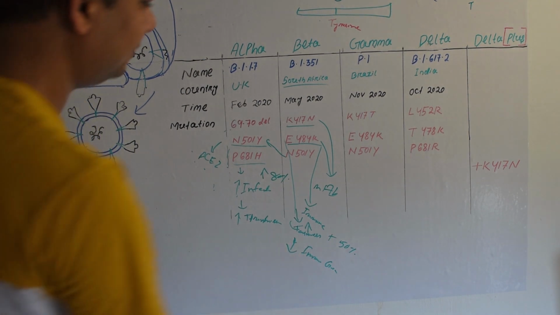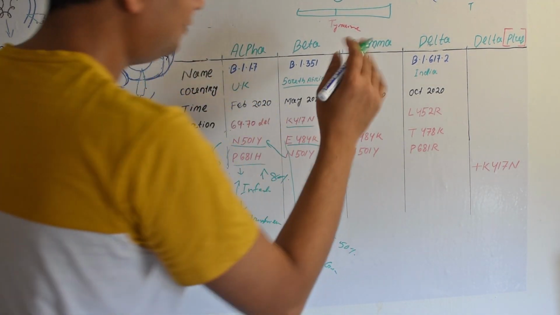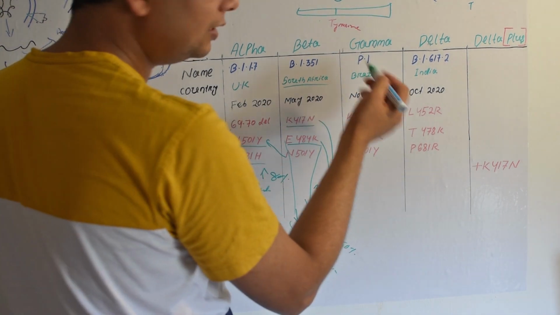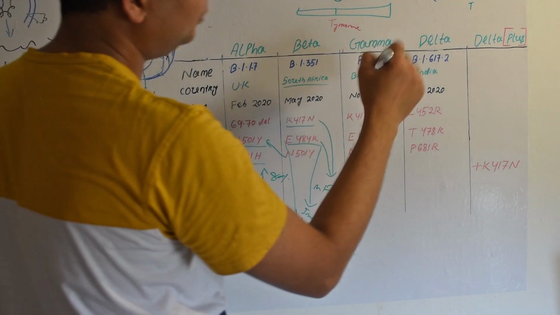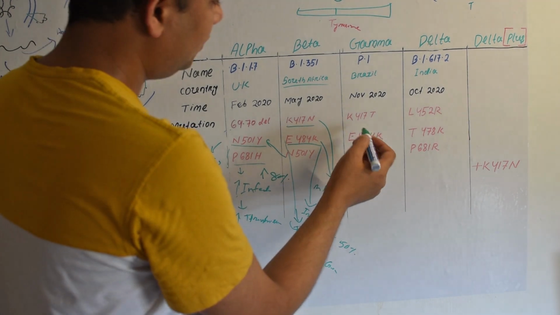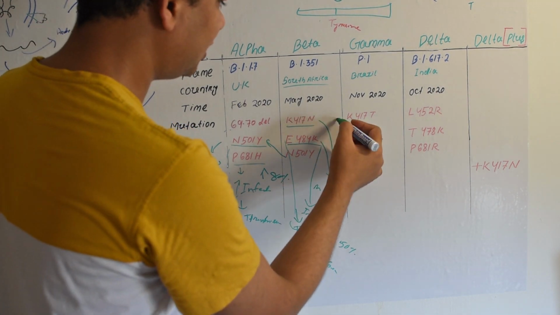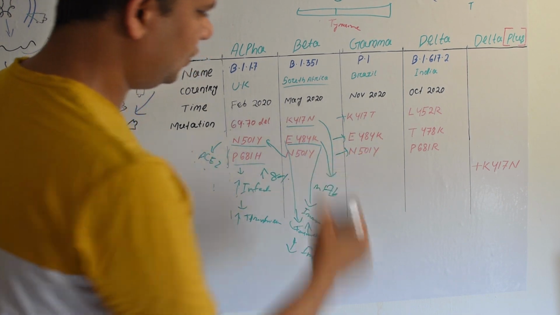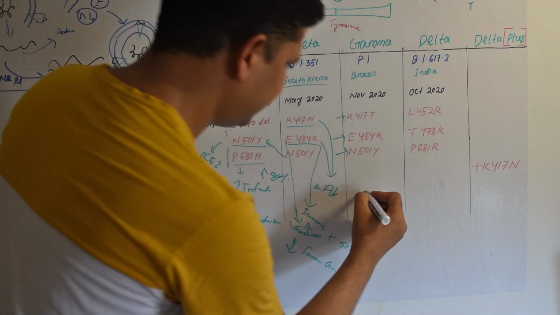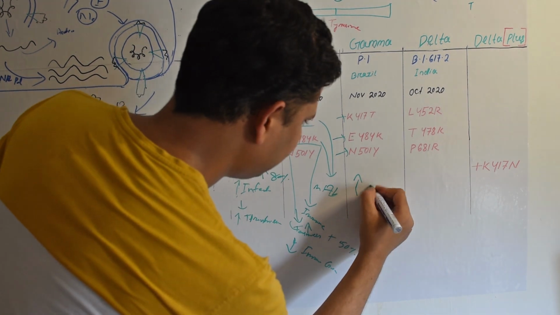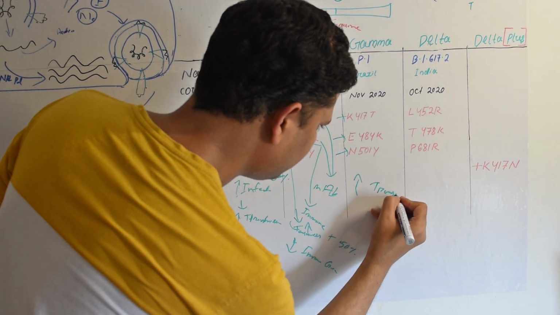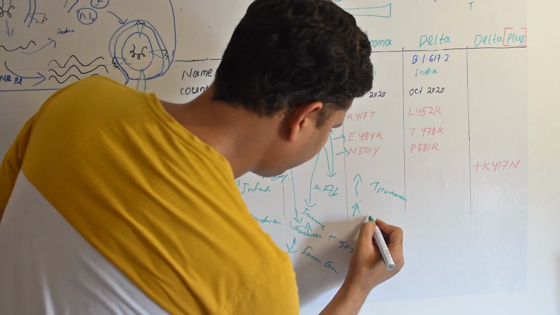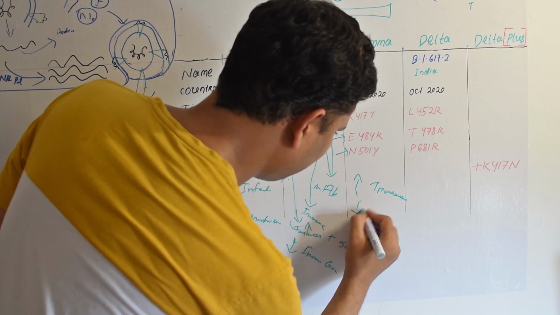This helps in escaping the immune response. And the next variant is the gamma variant, which was found in Brazil. This variant was almost similar to the South African variant, with similar mutations. This also had increased transmission and decreased immunogenicity.